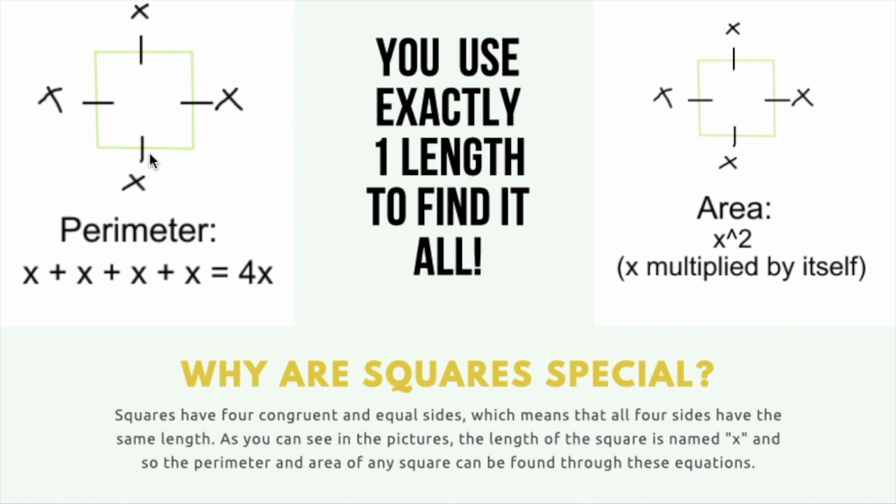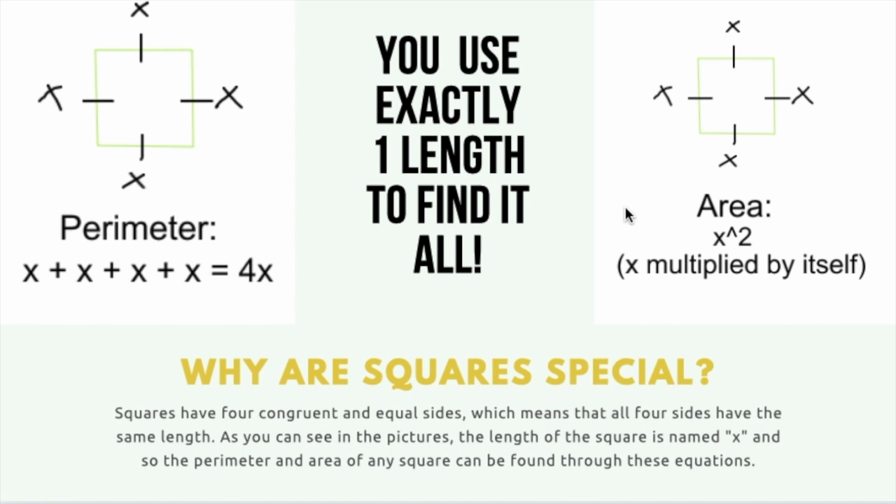So let's call this unknown side x. When finding the perimeter, we can just add up all 4 sides, so it would look like this right here. And that would simplify to 4x. So that is the way to find the perimeter of any square. Finding the area of a square would just be multiplying the same length by itself. So it would look like this. Now, let's move on to triangles.